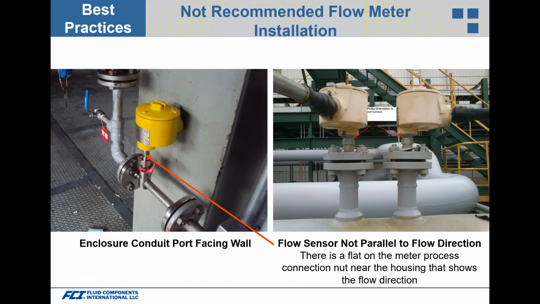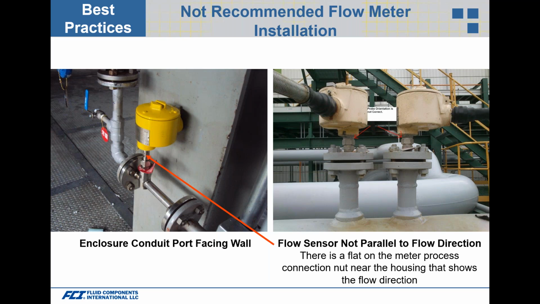And then some issues that you find in the field, that if you identify before you purchase the flow meter, you can stay out of these types of situations, such as the enclosure conduit port facing a wall. Here, they ordered the flow meter with a left to right flow, and so they installed it left to right, and as you can see, the conduit ports are actually facing the wall, so they need to reverse that.